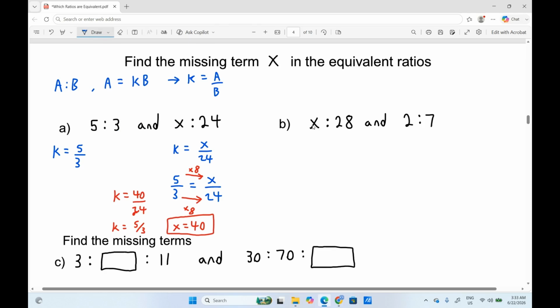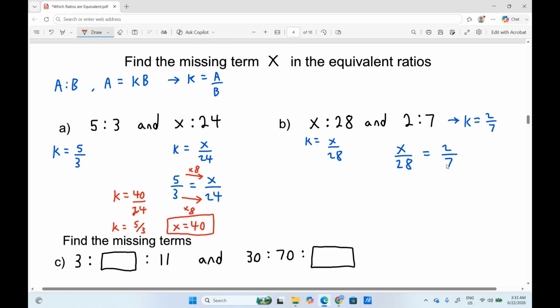Here I'm given x to 28 is going to be a ratio that is equivalent to the ratio 2 to 7. So in this case here, for 2 to 7, my k value is going to be equal to 2 over 7. So hence, I'm going to have a k value here of x over 28. And since the k values must be equal, I can say that x over 28 is going to be equal to 2 over 7.